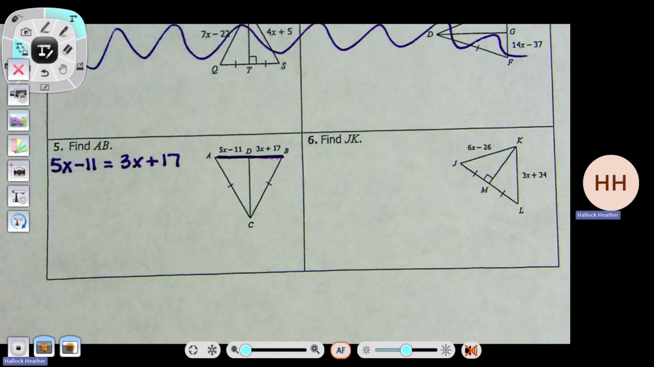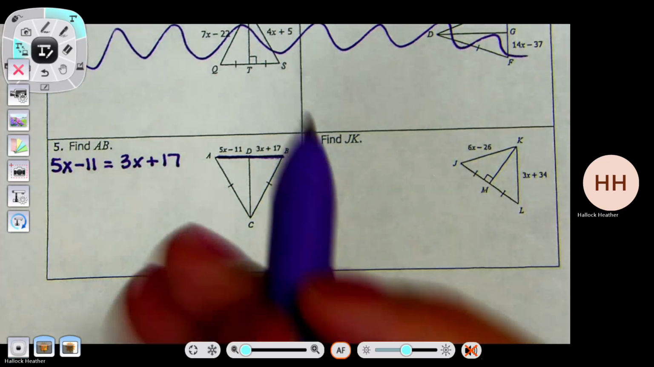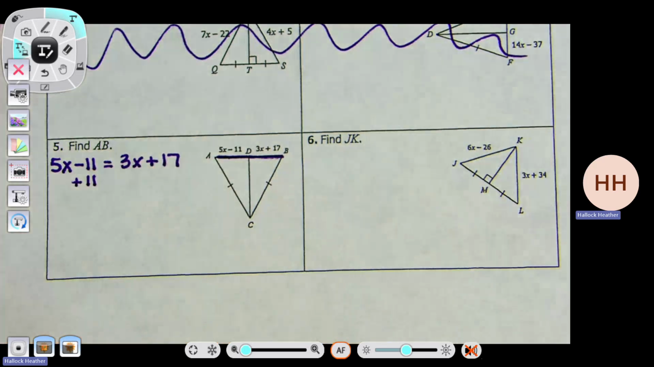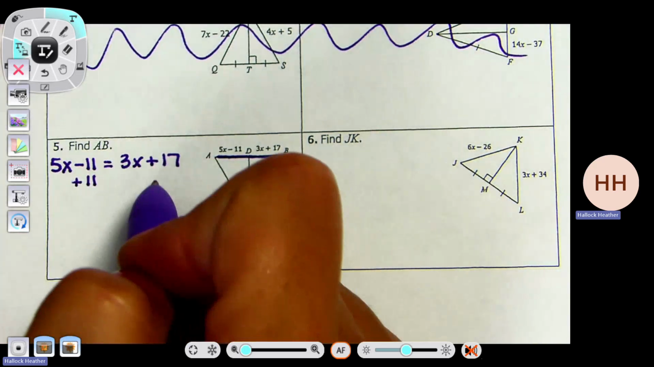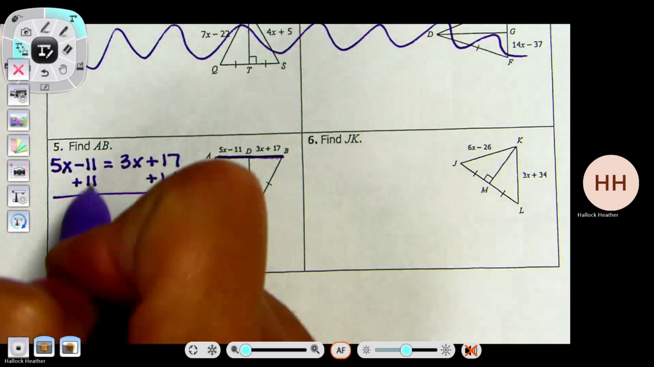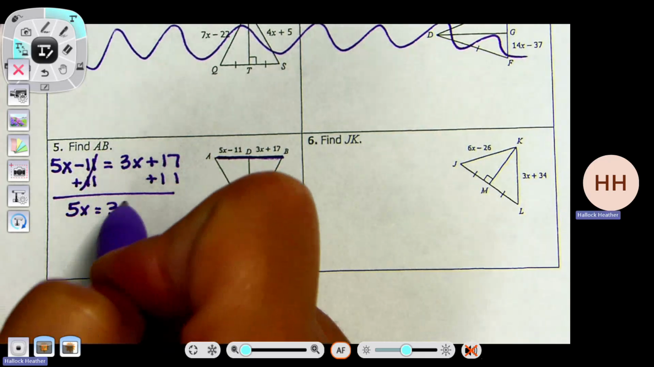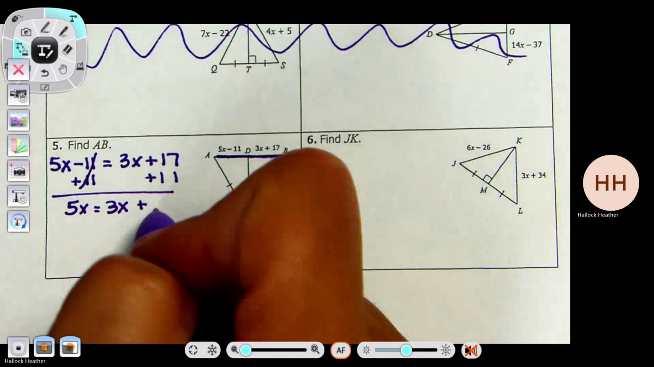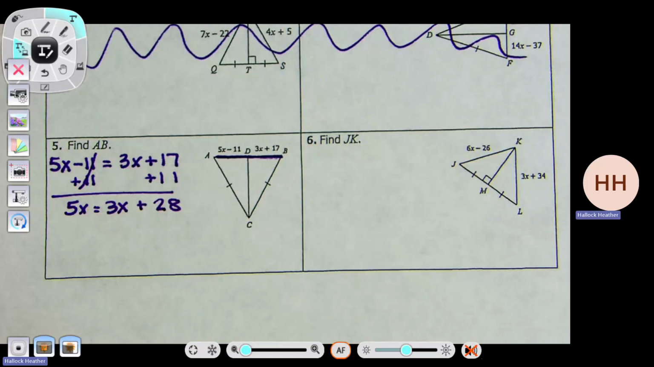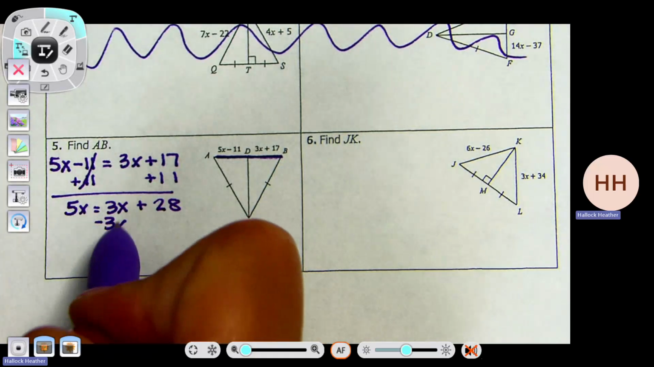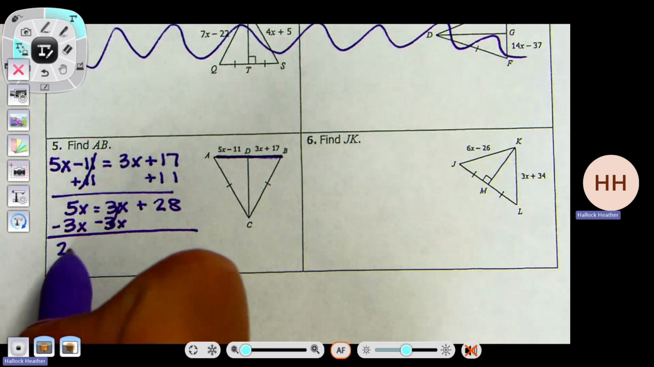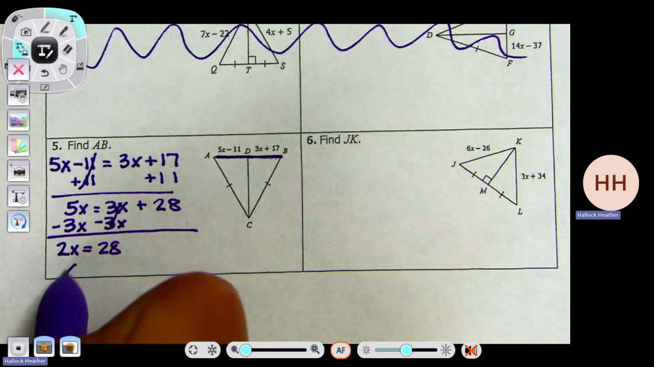So they are equal. Do we want to add 11 or subtract 17? Technically, it doesn't matter. You're going to get the same answer both ways. But I'm going to add 11 to get rid of the negative. So 5x equals 3x plus 17 plus 11, which is 28. I subtract 3x from both sides. Get 2x equals 28. So what do I get for x?